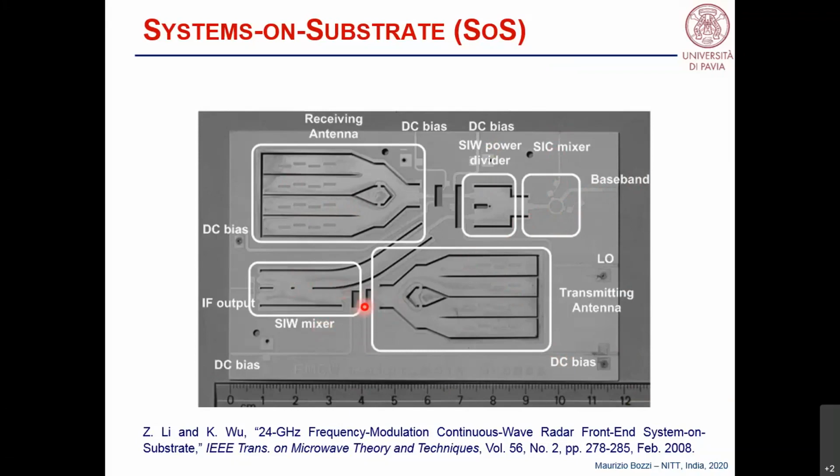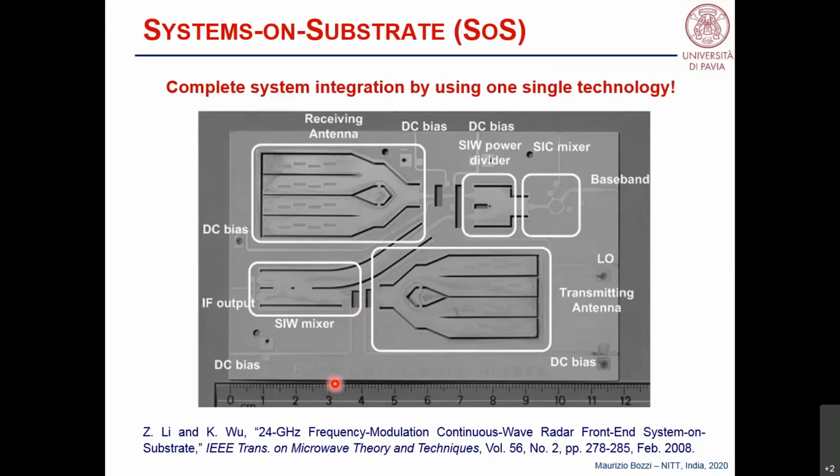They are not present in this picture, but of course, here you can mount amplifiers, here you can mount the transistor for the mixer and so on. So the interesting point is that you can use one single technology to implement complete systems. So SIW technology allows to implement passive components, active components, and antennas, and to have everything integrated in one single piece of substrate. You can easily imagine which is the advantage of this solution.